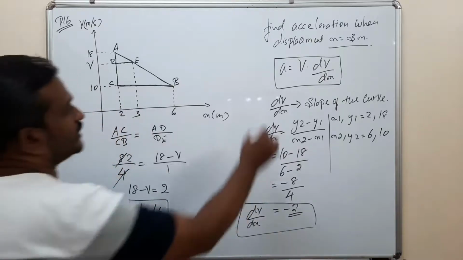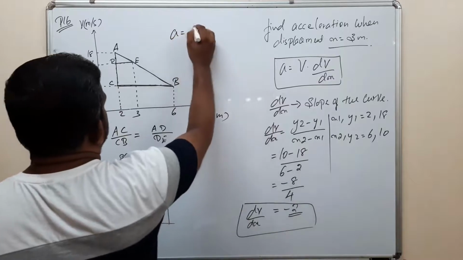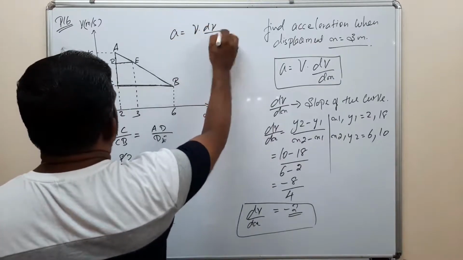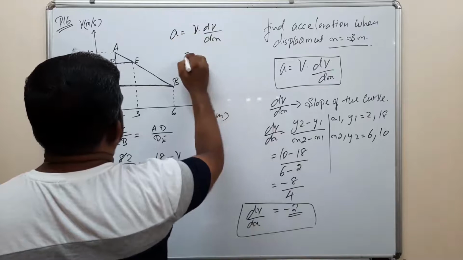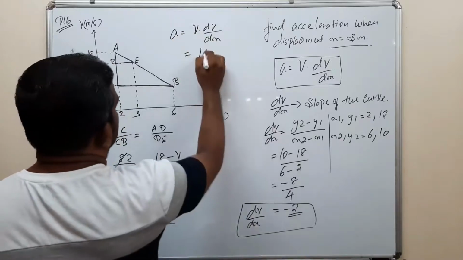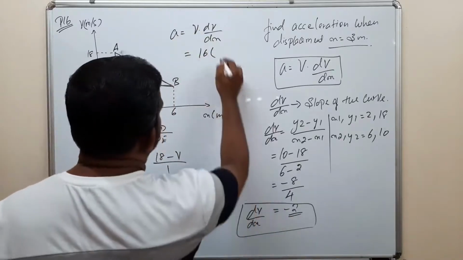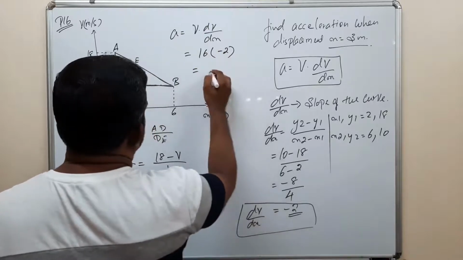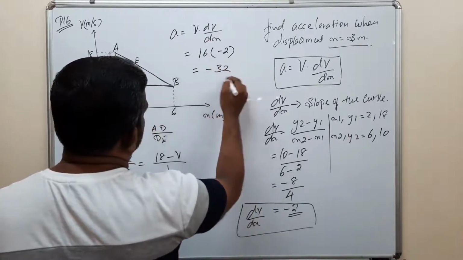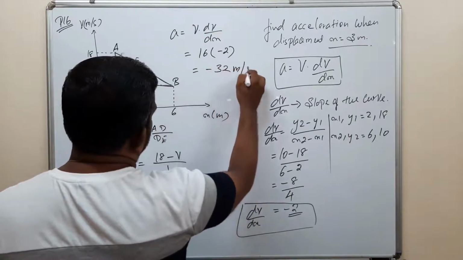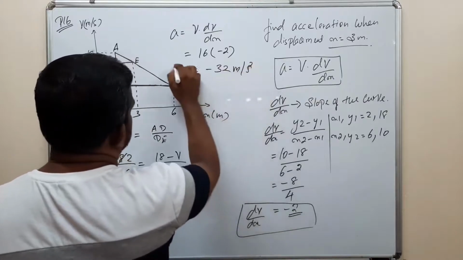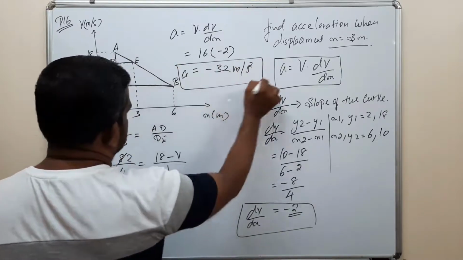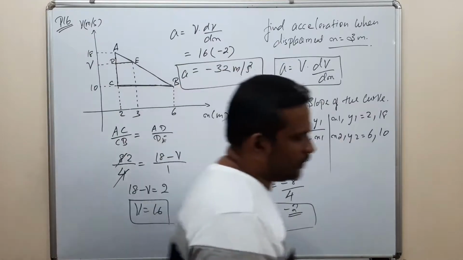Okay, so what is the acceleration? Acceleration is equal to V into dV by dx. V is 16, into dV by dx, that is minus 2. So that's equal to minus 32 meter per second square. So that is the answer.